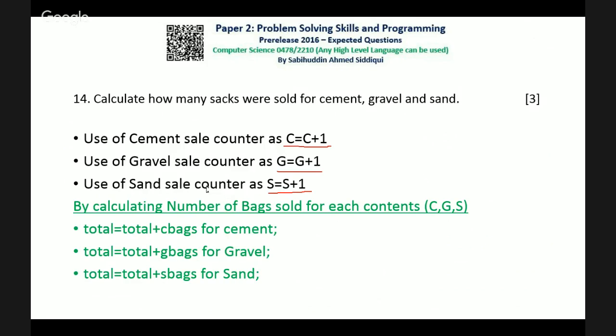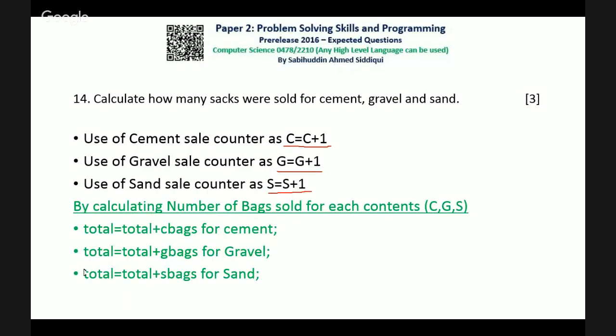On the other hand, you can use total number of bags sold for the contents cement, gravel, and sand. Total equals total plus cement bags for cement, total equals total plus gravel bags for gravel, that means G bags, and total equals total plus S bag, which is for sand. So in this way you can calculate how many sacks for cement, gravel and sand. It is of 3 marks.